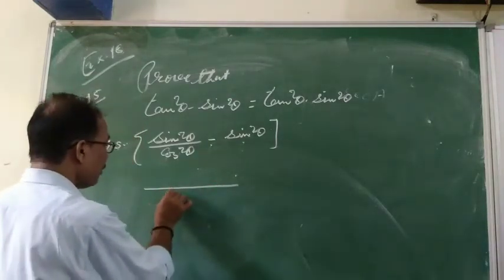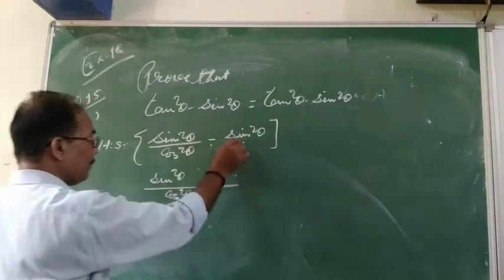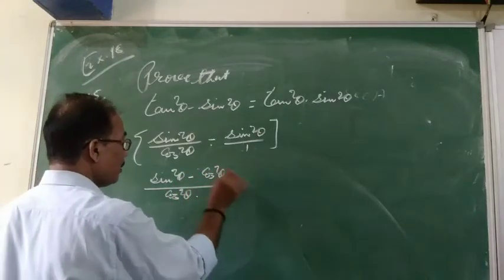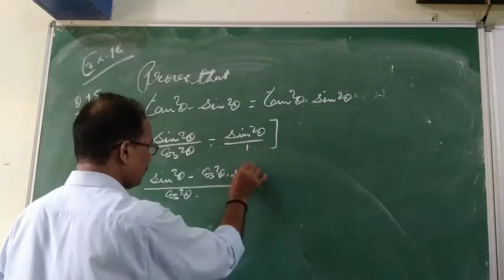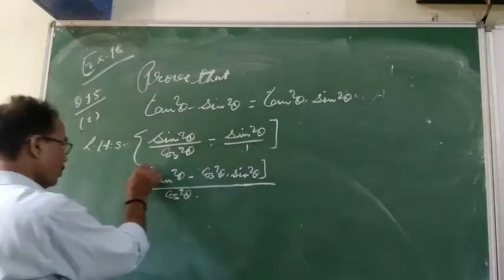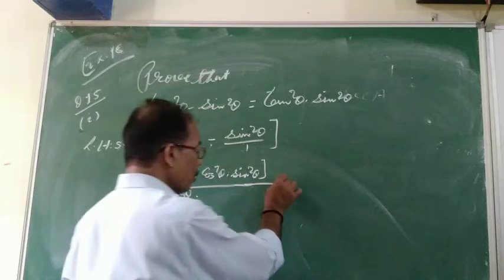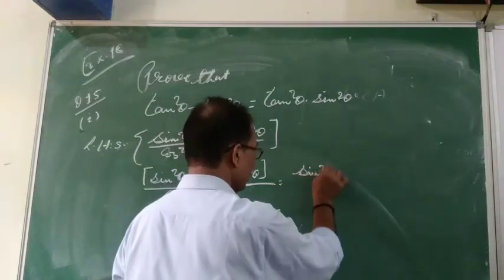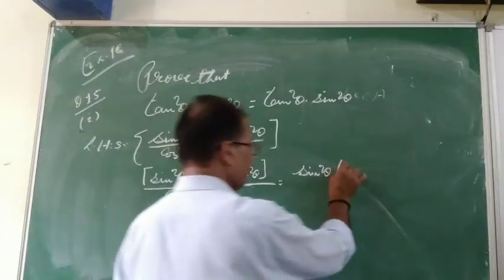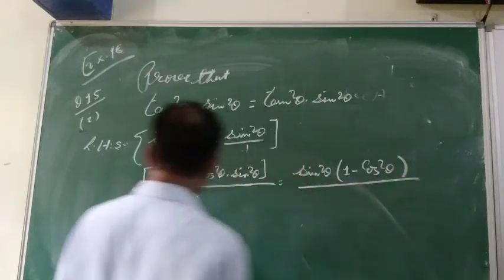Cos square theta, now sin square theta, LCM will be cos square theta, minus cos square theta into sin square theta. In the numerator, we will take sin square theta as common, that is equal to sin square theta, and the bracket will be 1 minus cos square theta, divided by cos square theta.